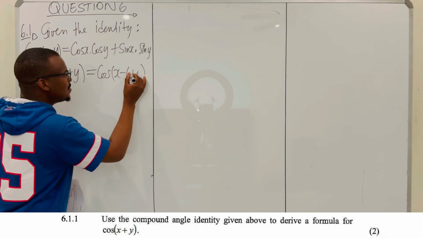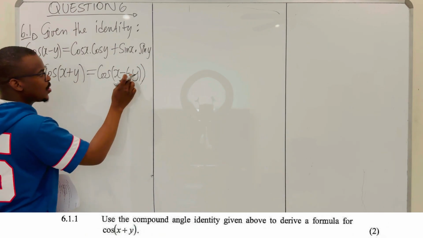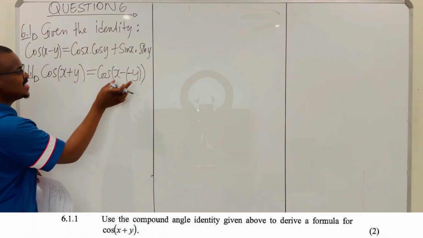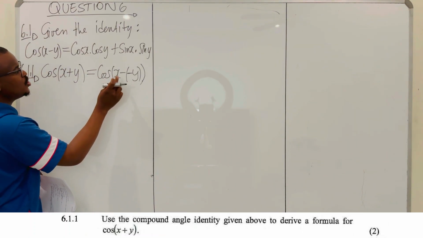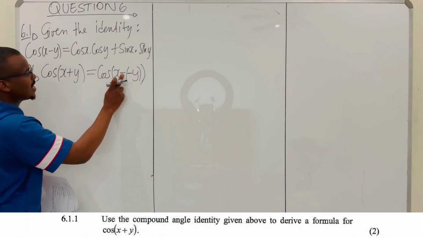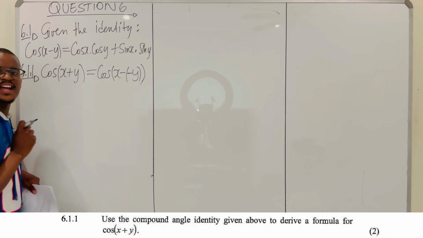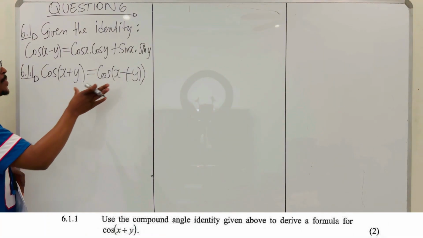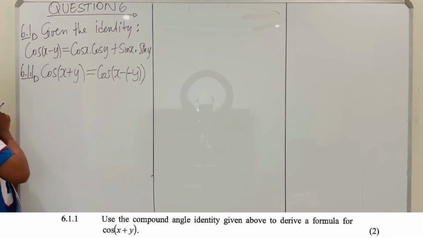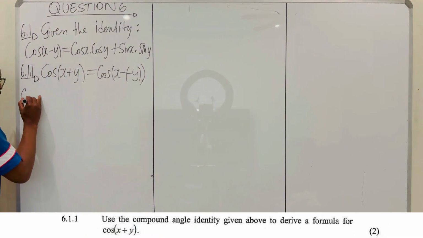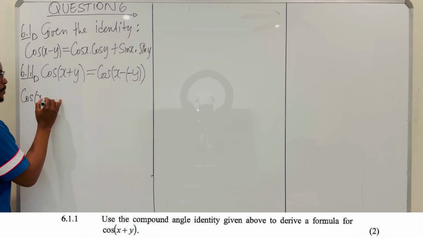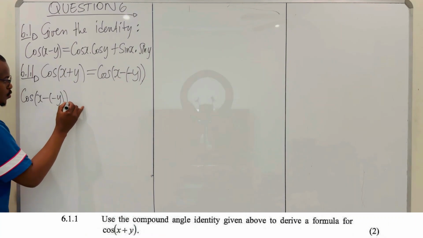But if my y could be negative here, this times this would be positive. So in this case, I can use this formula up here and say my x is x, the minus is minus, and my y there is minus y here. So I can now use this formula because this has the same shape as that. In that case, I can say, okay, my cos x minus negative y is equal to what?